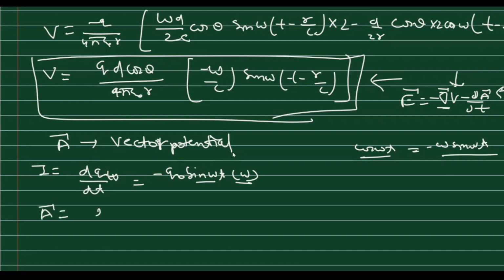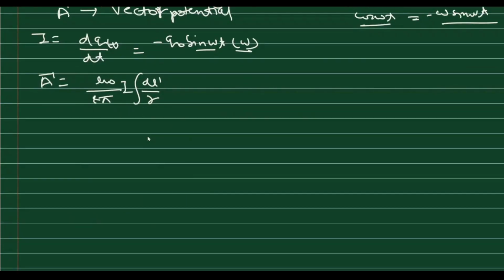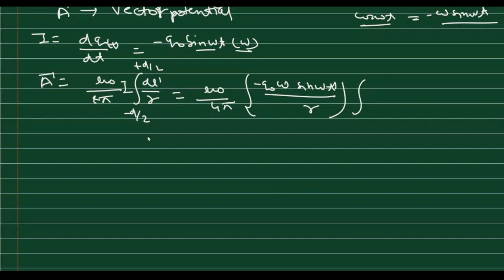Okay, what is the A vector form now? A vector is mu naught over 4 pi, integral of I dl prime over r. So what will you do next? You have the value of vector dl and the I value will be here. So we'll put the I value and do the integration from minus d by 2 to plus d by 2. It will come out as mu naught over 4 pi and minus q naught omega sine omega t prime divided by r into the integration of dl prime.